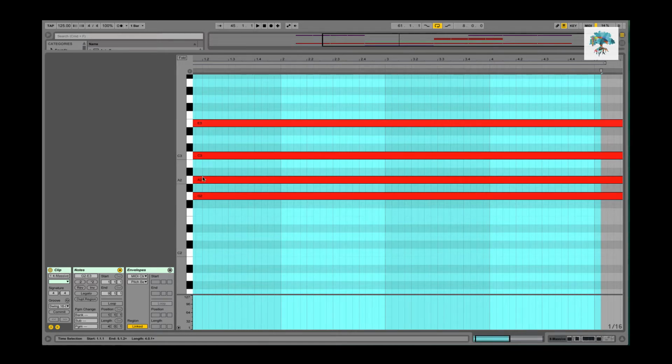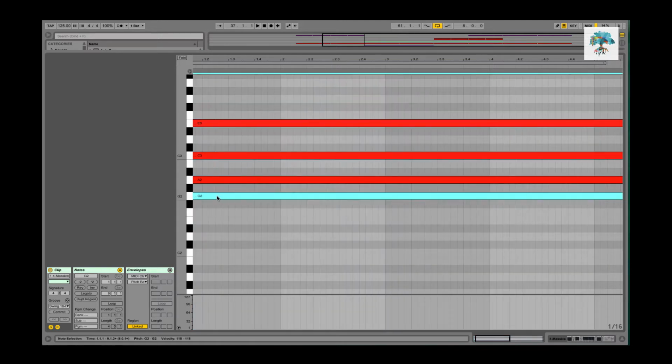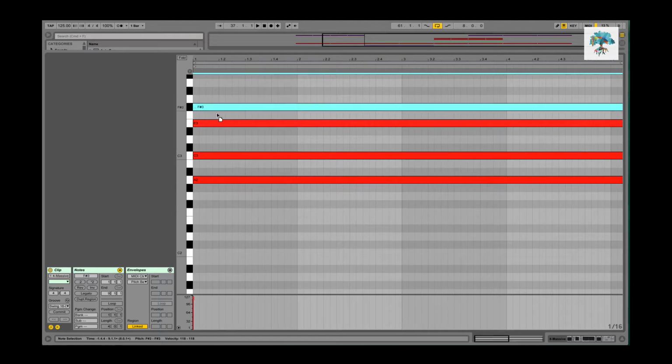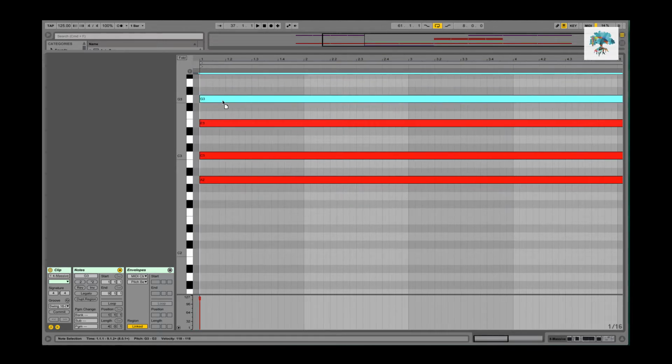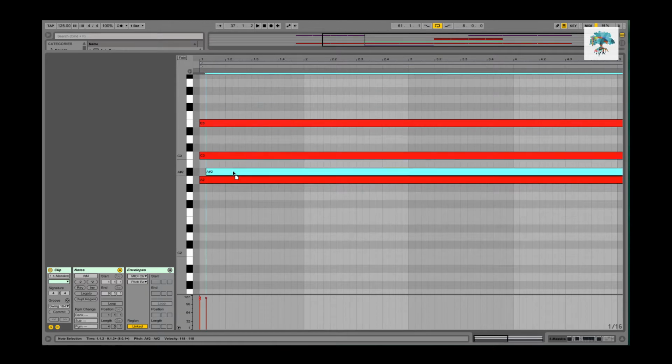I played A major, but I inverted it. Or not A major, sorry, A minor, and I inverted it. If you don't know what an inversion is, what you would do is just take this G and put it up here. It's basically the same chord. I just inverted the note down.